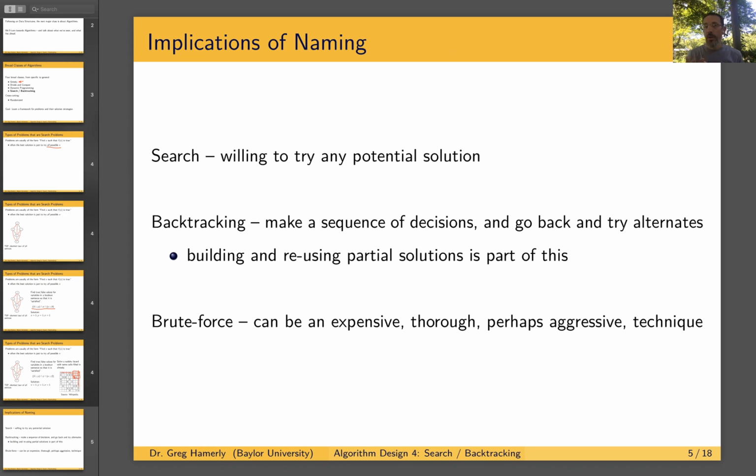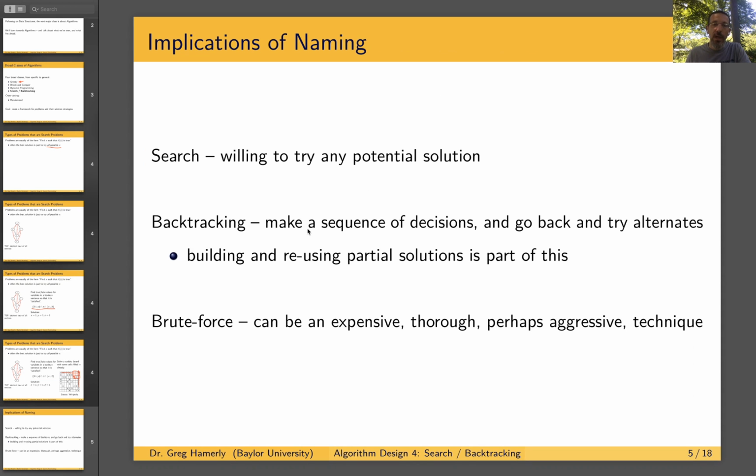Now, we call solutions of these types by different names. I've called them search, backtracking. We also call them brute force. There may be other names. I just want to talk briefly about the implications of these names. Search tells us that we're willing to look at and try any potential solution, and we're going to look at potentially a very large space of possible solutions.